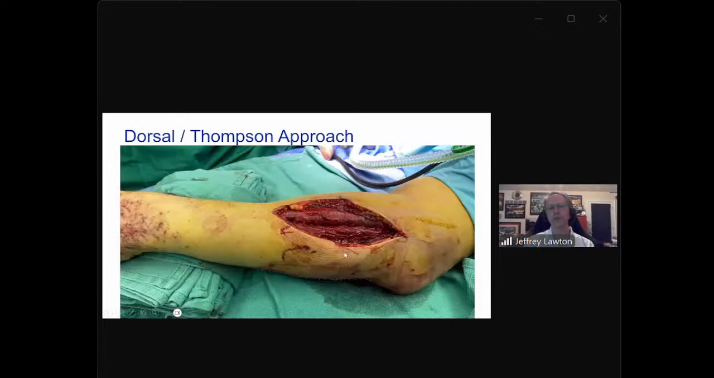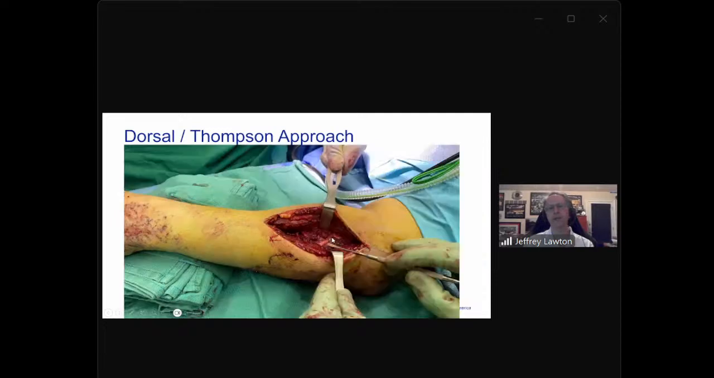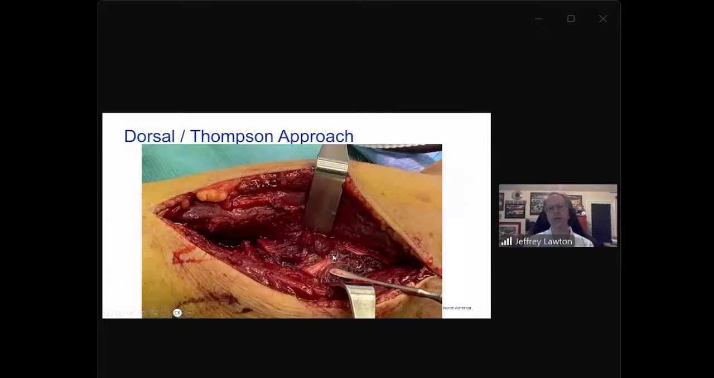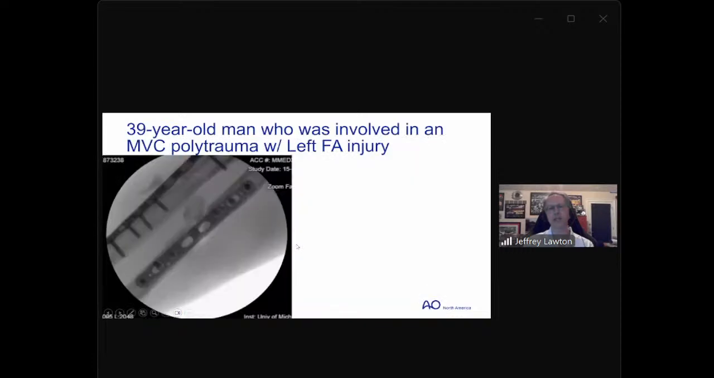Here you see the superficial dissection, the ECRB and the EDC. And then here you see the deeper dissection, the free ears pointing to the posterior interosseous nerve, as you see here. Here's the radial shaft under it. And again, mobilizing the posterior interosseous nerve and working on both sides of it.